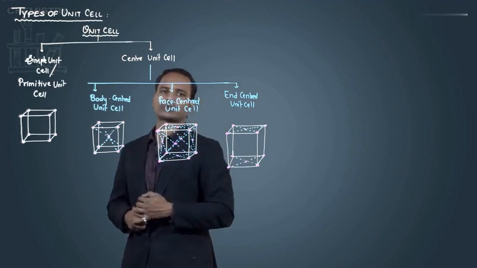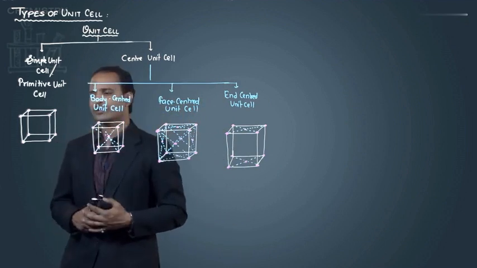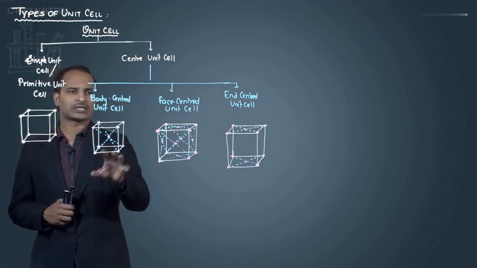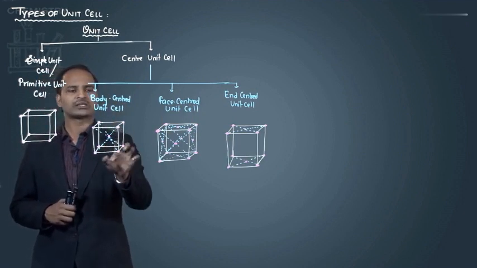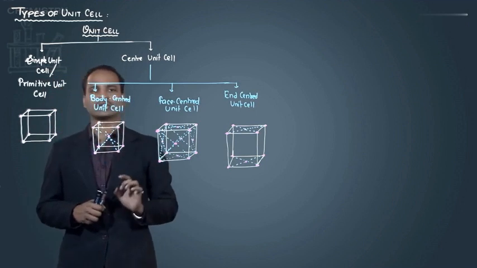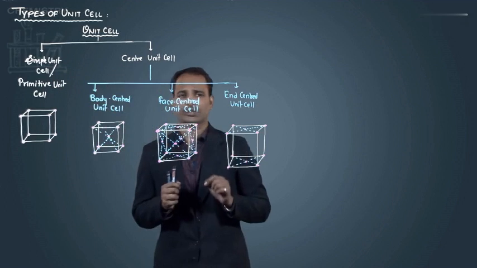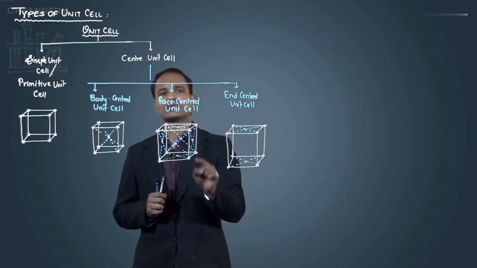So we have overall 4 types of unit cell. The first one is a simple or primitive unit cell where the particles are present on the corner. Then the body centered unit cell, where the particles are present on the corner as well as at the center of the body. Then the face centered unit cell, where the particles are present on the corner as well as at the center of each face.